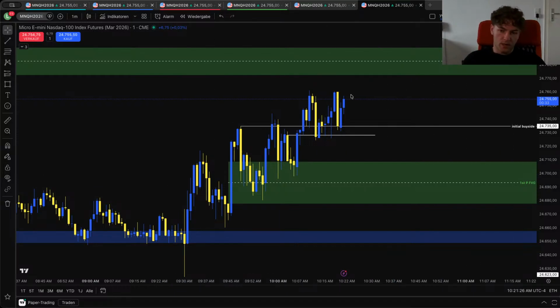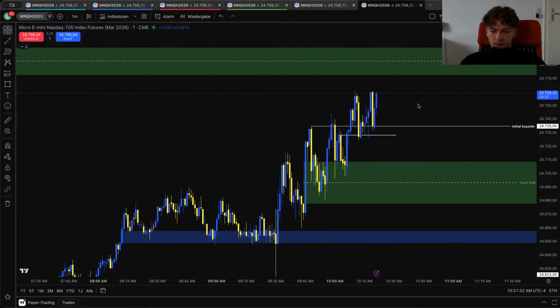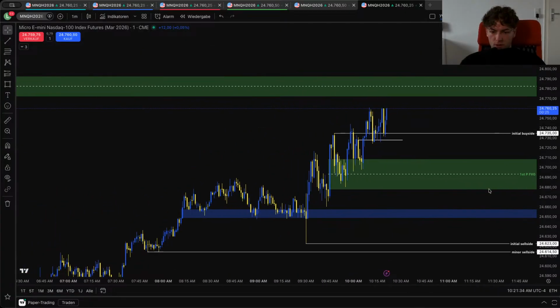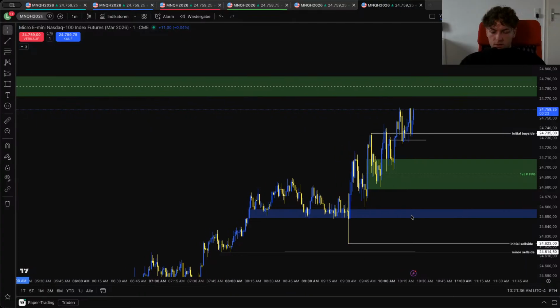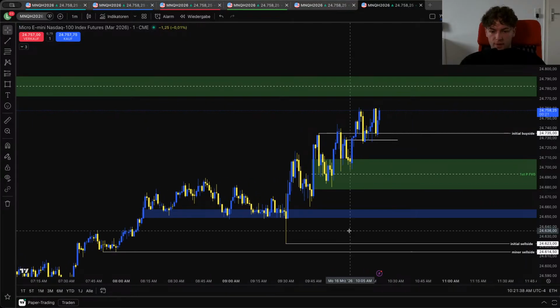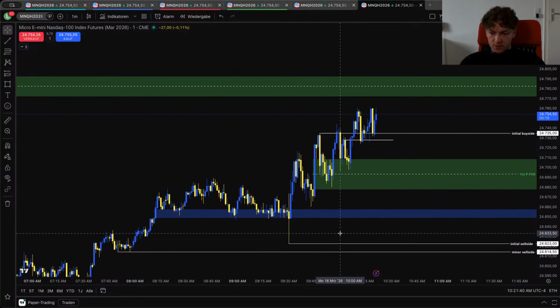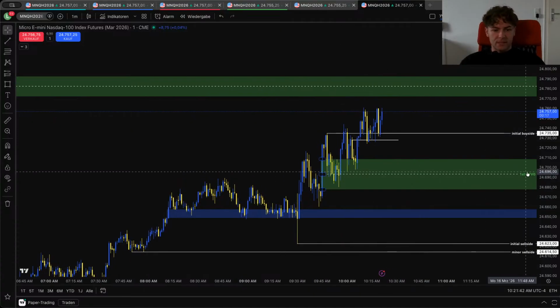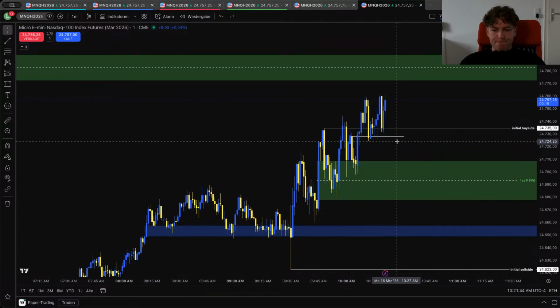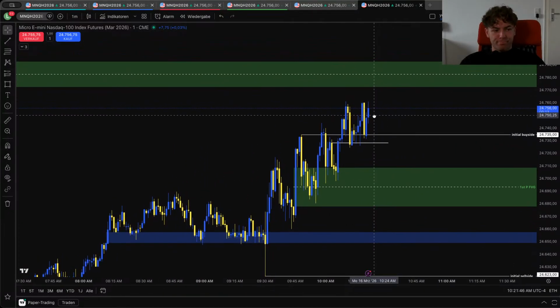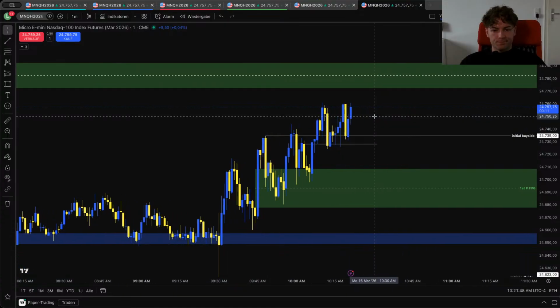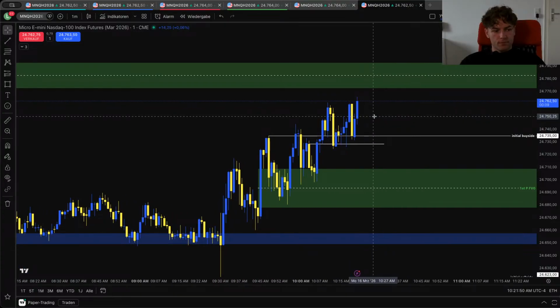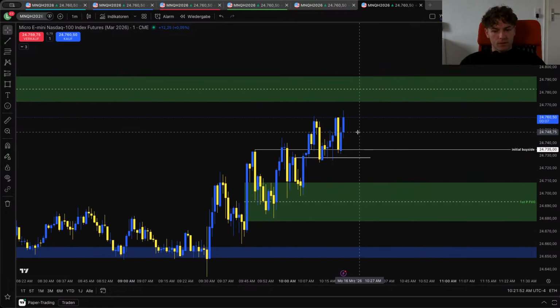So yeah, we are stair stepping higher. The question is if we are going to see a market maker sell model in today's New York session. That's a question.